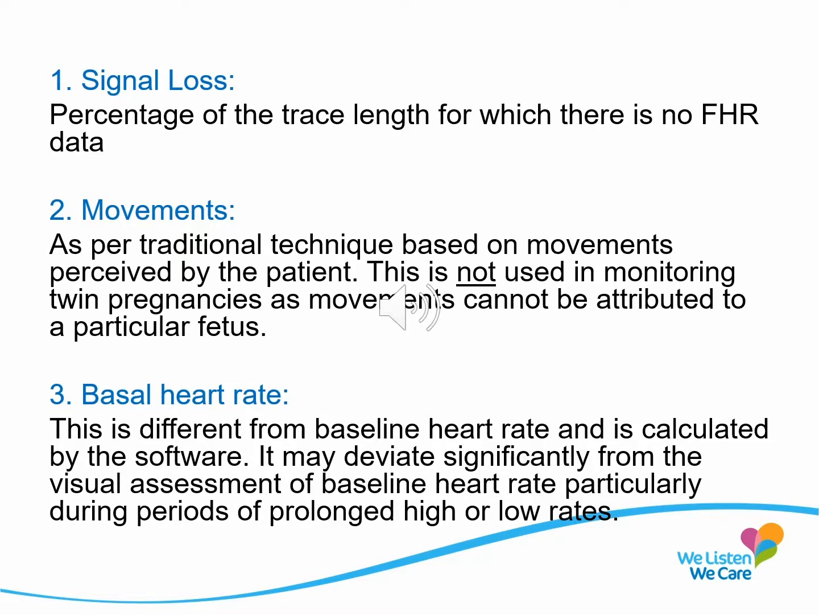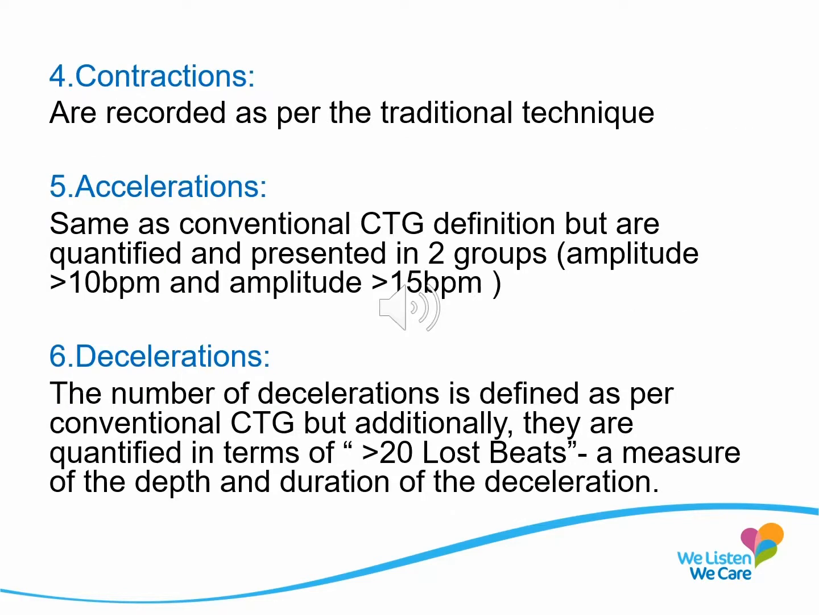Number 3, basal heart rate. This is different from baseline heart rate and is calculated by the software. So it may deviate significantly from the visual assessment of baseline heart rate, particularly in a CTG which has periods of prolonged high or low rates. Number 4 is contractions. These are recorded as per the traditional technique.